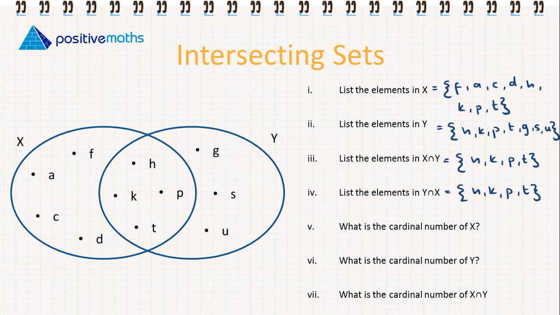Now they're asking us for the cardinal number of X. So this is the number of elements in that set. So the cardinal number of X is 8, again noting that we're including all of the elements in that circle. The cardinal number of Y, we have 7 elements in that set. And the cardinal number of X intersection Y is equal to 4.